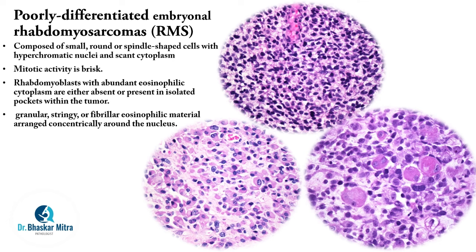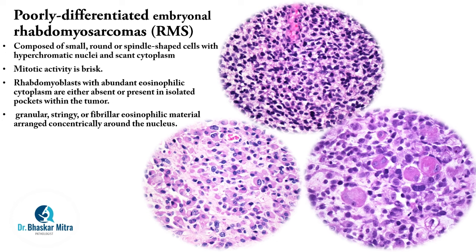This is composed of sheets of small round to spindle shaped cells with hyperchromatic nuclei, and most of them having scanty cytoplasm. They have high, brisk mitotic activity. Focally we can see the presence of rhabdomyoblasts with abundant eosinophilic cytoplasm showing striation in this cytoplasm, signifying the myogenic differentiation of these tumors. These tumors have granular, stringy, fibrillary eosinophilic material.